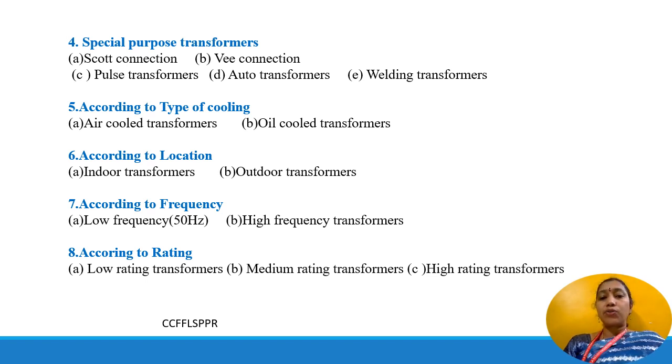According to the type of cooling, transformers are classified into air-cooled transformers and oil-cooled transformers. According to the location, transformers are classified into indoor transformers and outdoor transformers. According to the frequency, transformers are classified into low frequency transformers and high frequency transformers. According to the rating, transformers are classified into low rating transformers, medium rating transformers, and high rating transformers.